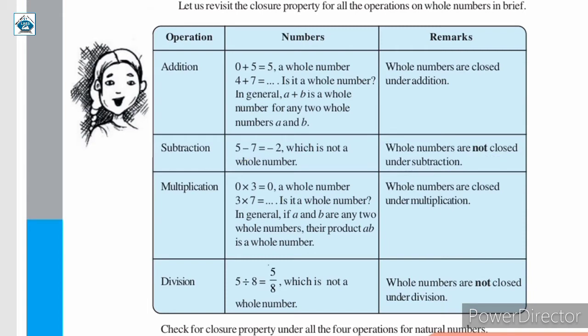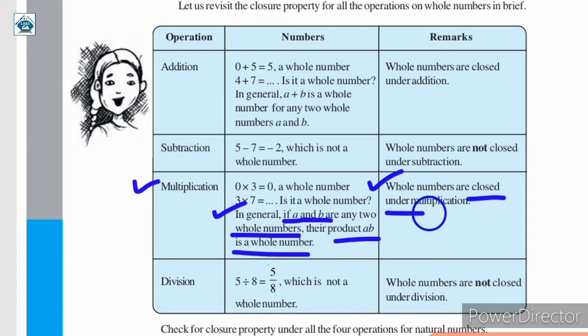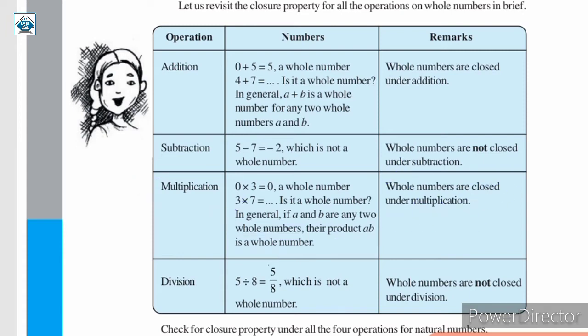The next operation is multiplication. Consider any two whole numbers. The product will always be a whole number. In general, if a and b are any two whole numbers, their product ab is a whole number. So we can say that whole numbers are closed under multiplication.